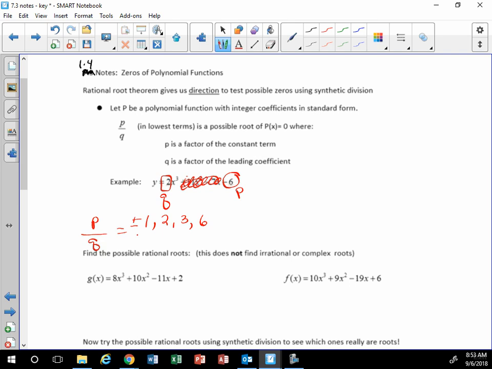All right, over then, factors of your leading coefficient. Our leading coefficient is 2, so how do you get 2? 1 times 2, right? Or do you see -1 times -2, how that would also work? Okay, so again, plus or minus in front of 1 and 2.